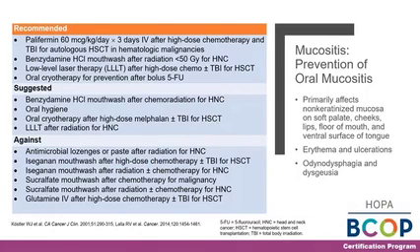Patients with oral mucositis have primarily the non-keratinized mucosa on the soft palate, cheeks, lips, floor of the mouth, and ventral surfaces of the tongue that are affected. They can have erythema and ulcerations, and can also complain of other symptoms as well.